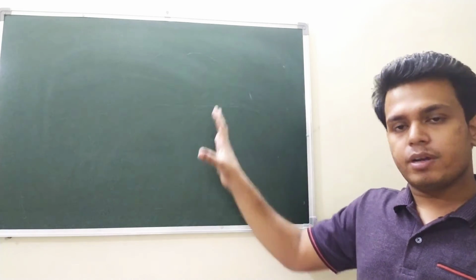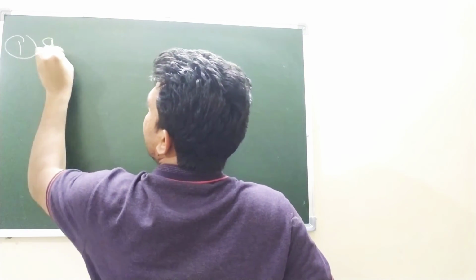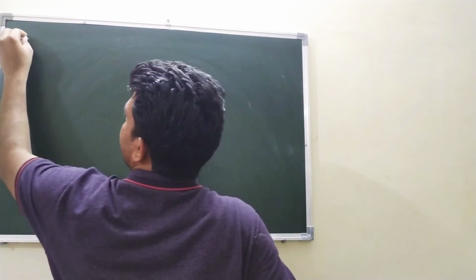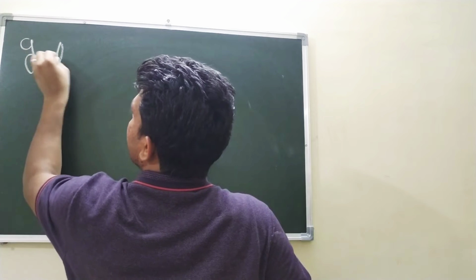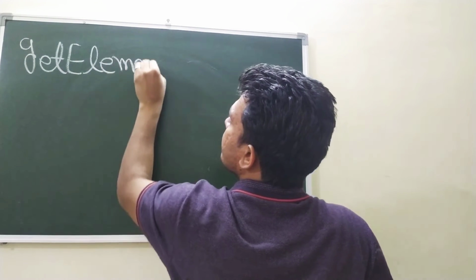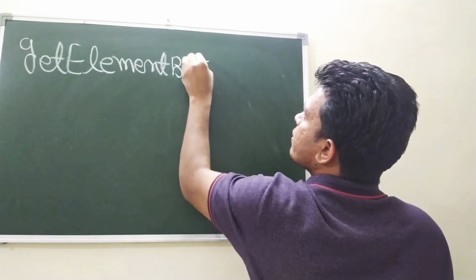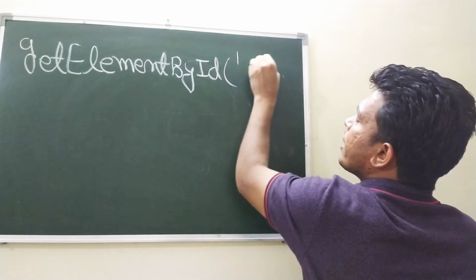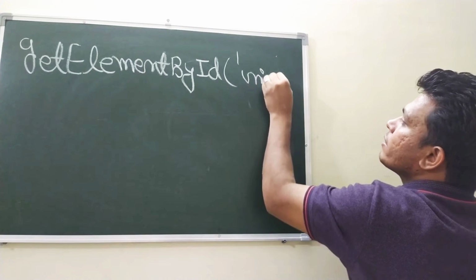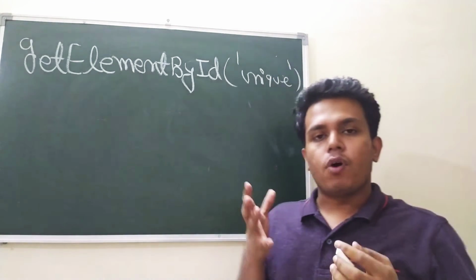So I am creating some DOM APIs. The first DOM API we have is get element. So the first one is getElementById, and here you need to write the ID. Suppose you are passing any unique ID, right? So getElementById, what is it?